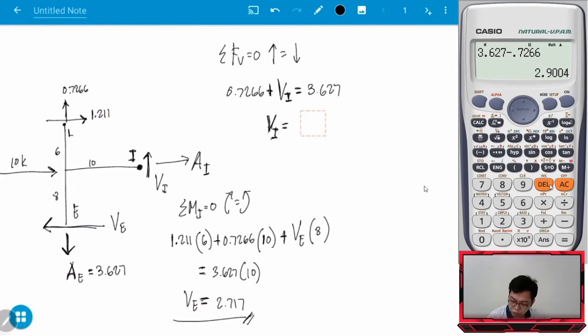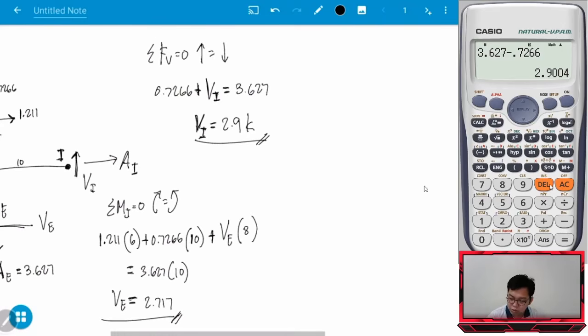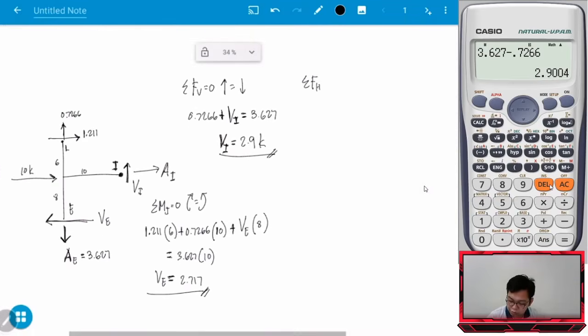2.9 na lang. Okay, 2.9 kips. And then yung last is yung AI ko. Yung AI naman is sum up ka lang ng forces horizontal equal to 0. So, summation of forces horizontal equal to 0. So, to the right equals to the left.